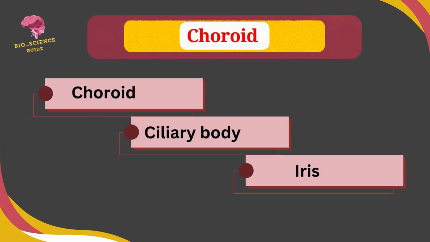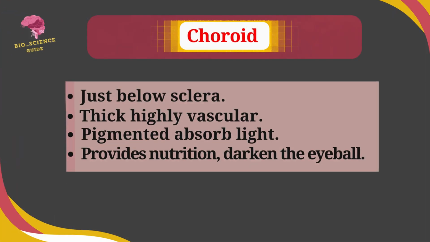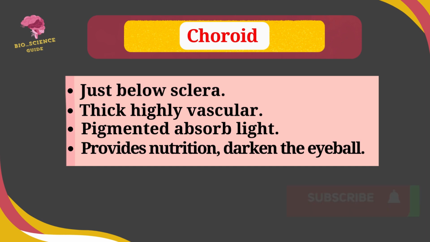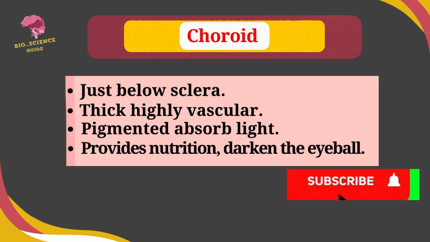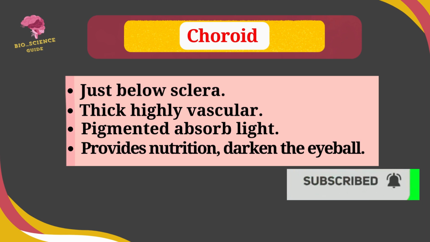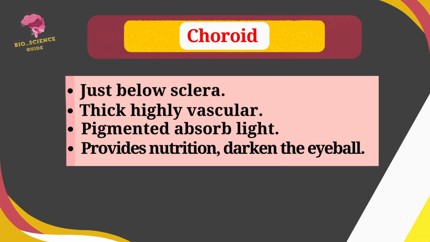The middle layer of the eye is known as the choroid, which is a vascular and pigmented region. It is differentiated into three layers: choroid, ciliary body, and iris. Choroid is just below the sclera layer and is thick and highly vascular. It is also pigmented and can absorb light. It provides nutrition and darkens the eyeball.